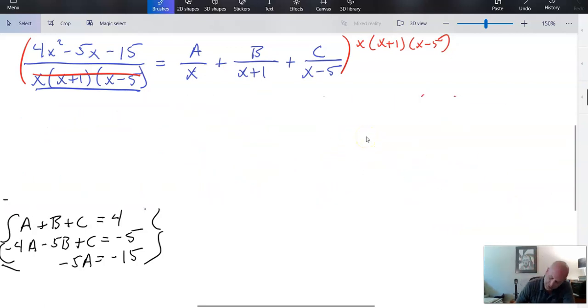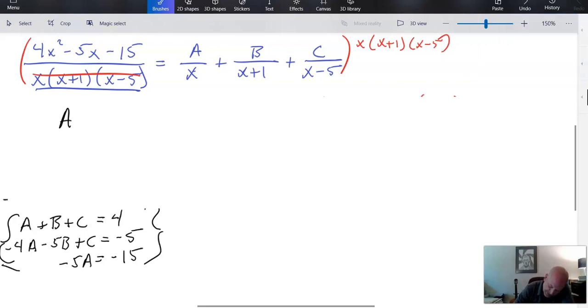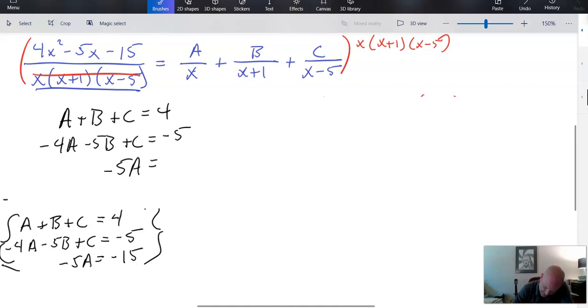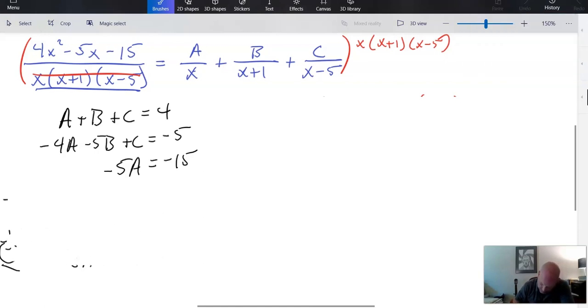Okay. Now, so we have, let me turn that back on. So let me rewrite the system. A plus b plus c equals 4. Negative 4a minus 5b plus c equals negative 5. And negative 5a equals negative 15. All right. So let's go ahead and get rid of that. There we go.